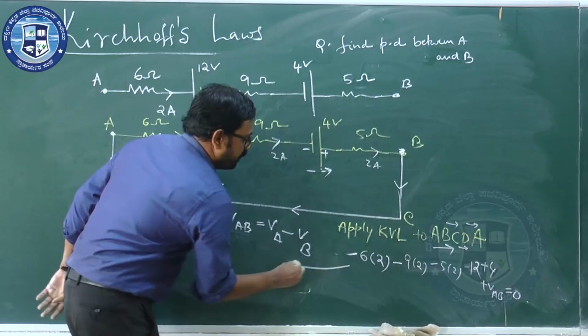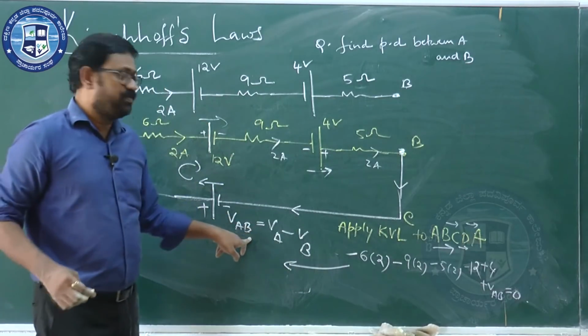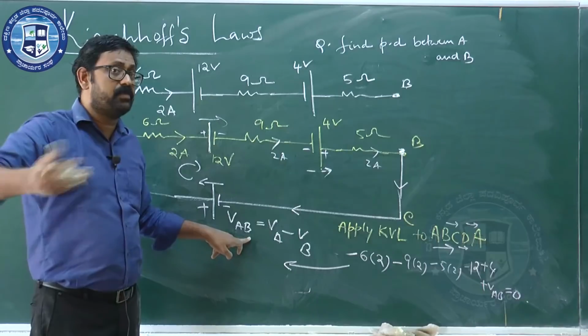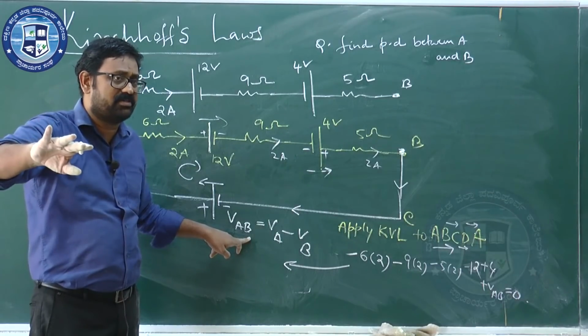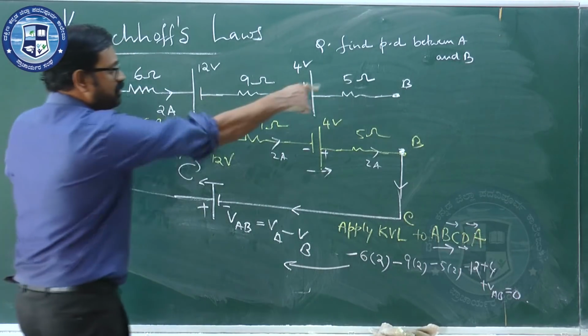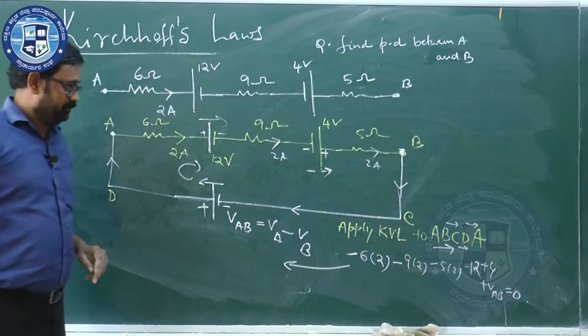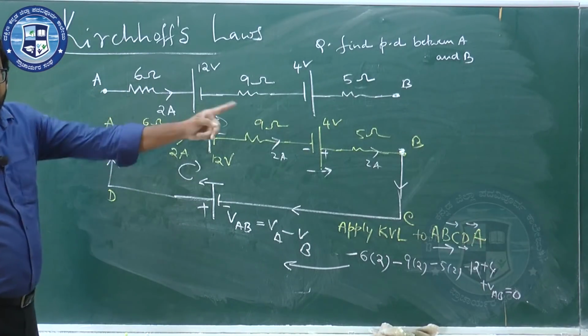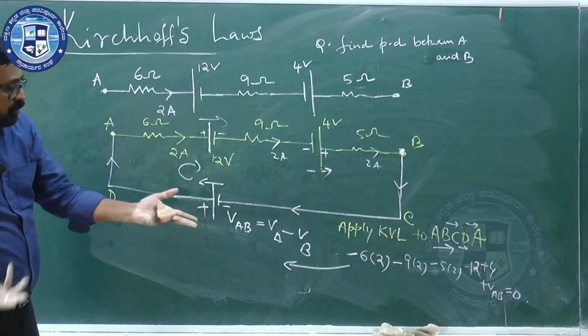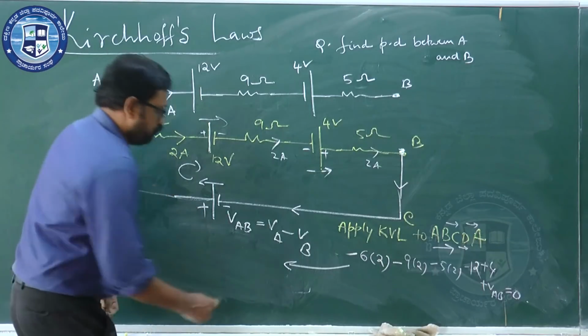Okay, now we'll do the simplification. Remember, V suffix AB means VA minus VB. V suffix BA means VB minus VA. That is the way you're supposed to understand. VA is at higher potential, VB is at lower potential, like that. VA is the potential at A, VB is the potential at B. VA minus VB is the potential difference between A and B.